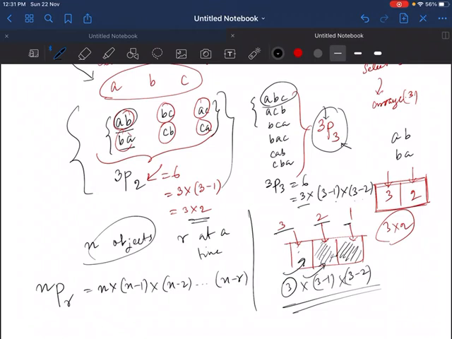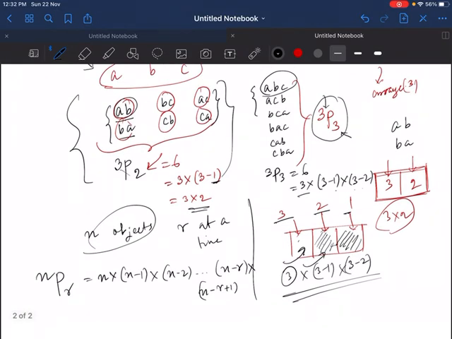One thing: the last term won't be n minus r. The last term will be n minus r plus 1. Okay, so this is what we have. Because you see, when you are writing 3p2, the last term is 1, which is 2 minus 1. So basically the last term will be n minus r plus 1.